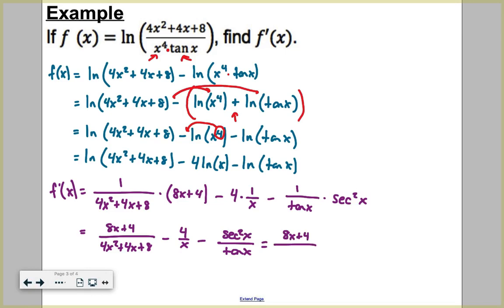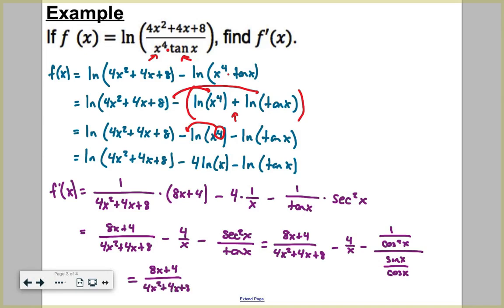So we're still going to have 8x plus 4 all over 4x squared plus 4x plus 8 minus 4 over x minus, we can rewrite secant squared as 1 over cosine squared of x, and we can write tangent as, if I could spell it correctly, sine of x all over cosine of x. Alright, so doing a little bit more simplification, 8x plus 4 all over 4x squared plus 4x plus 8 minus 4 over x, and then minus 1 over cosine squared times cosine of x all over sine of x. So I just rewrote the complex fraction.